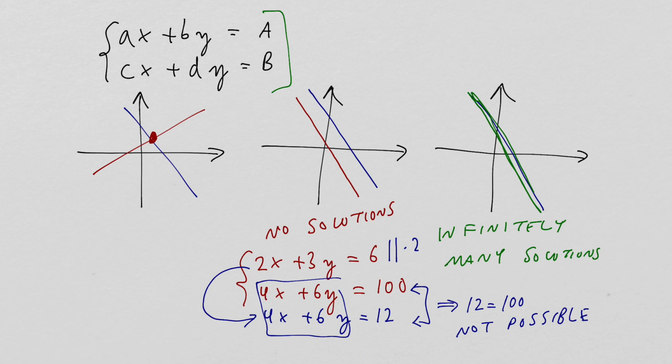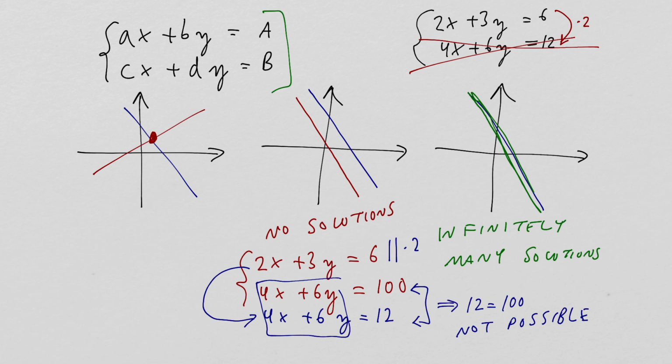On the other hand, if we had this system of equations, then in this case, by multiplying the first equation with 2, we would get the second equation. So actually the equations mean the same thing. We can delete one of the equations and we see that all the points on this line are solutions.